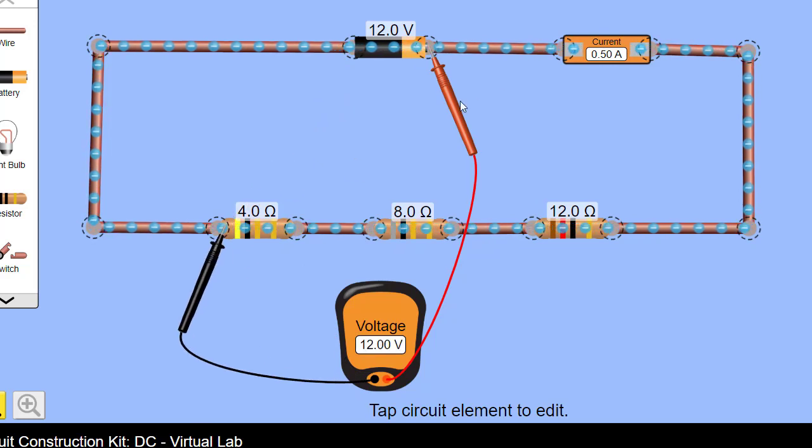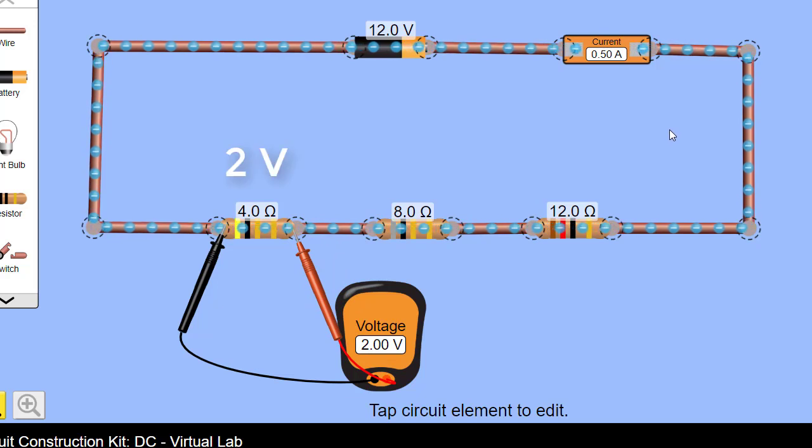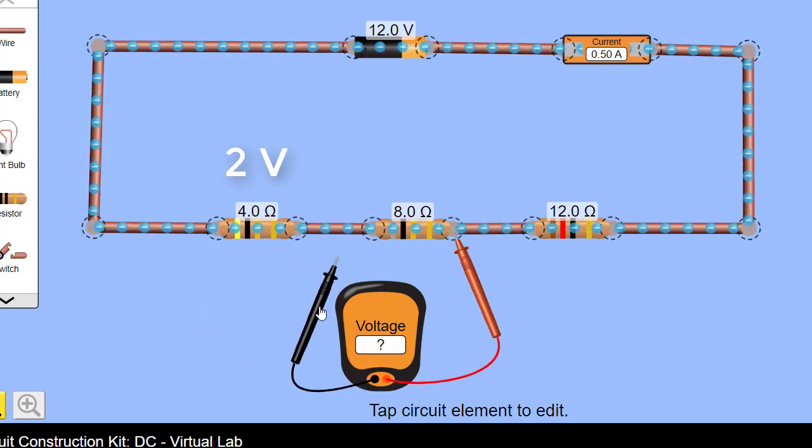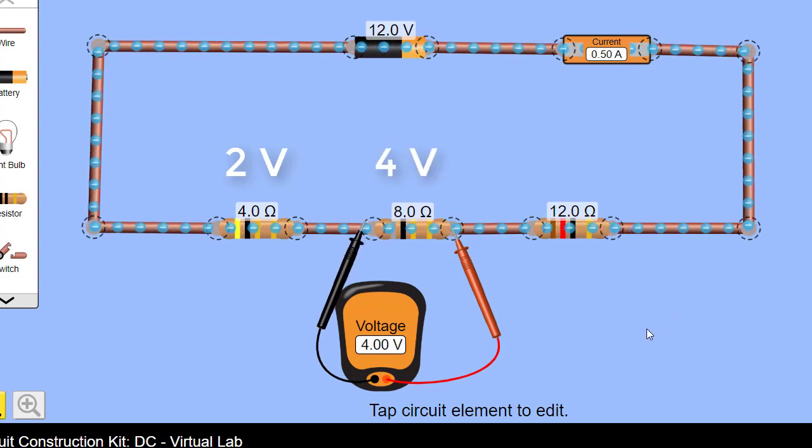Across the 4 ohm resistor, you can see that the potential difference is going to be 2 volts, which really means that the coulombs of charge passing through that is going to lose 2 joules for every coulomb. So we're going to lose 2 volts there. If I go to the 8 ohm resistor, it's got a bigger resistance, so therefore we should be losing more energy per coulomb, and that's reflected in the potential difference across the resistor. As you can see, it's now 4 volts, which is double the potential difference as in the 4 ohm resistor.